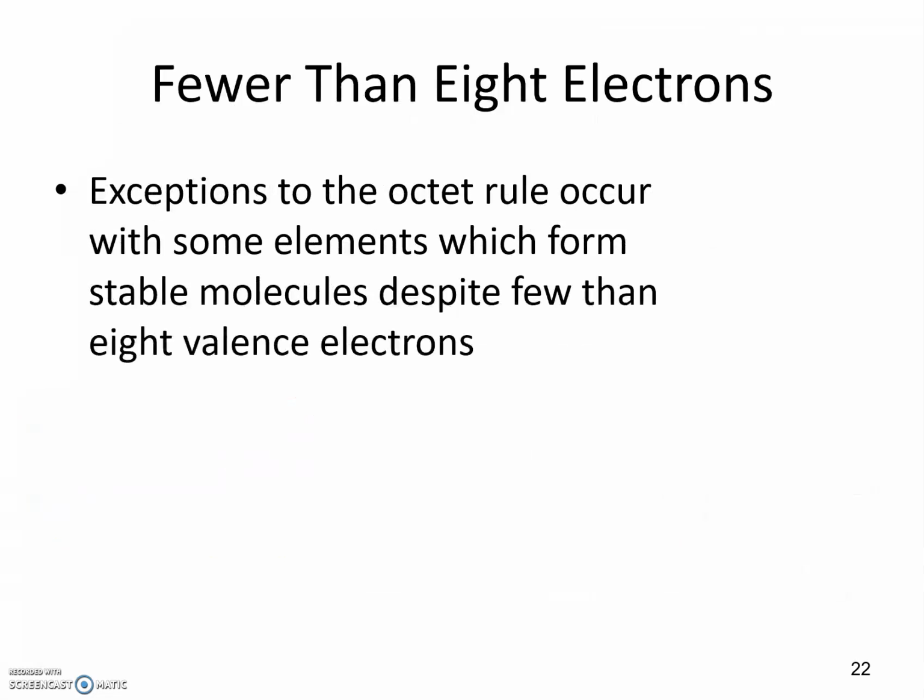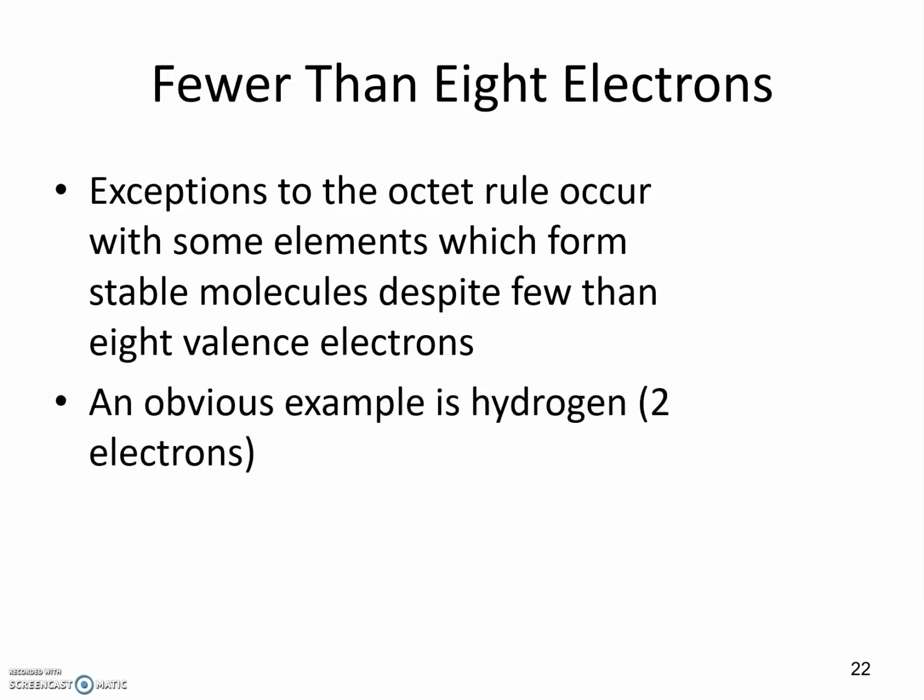Okay. Let's look at a couple examples where we have fewer than 8 electrons. So I want to put a little disclaimer in here. There's an element that we haven't talked about yet. It just hasn't come up in an example, but hydrogen is the obvious exception to the octet rule. It only needs 2 valence electrons to be satisfied or make a stable molecule. Okay, so it's the most obvious exception.